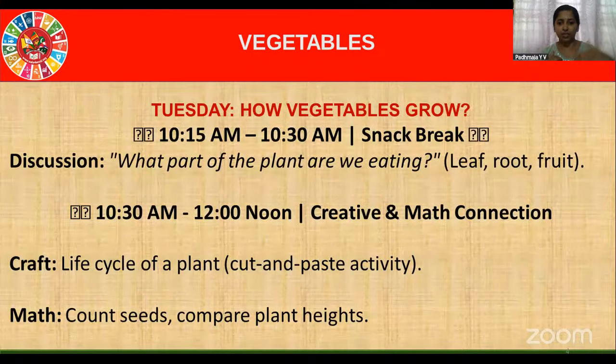Then, from 10:15 to 10:30, again, it's going to be a snack break. As I have told, this timing is given very generally. You can do it according to your flexibility.